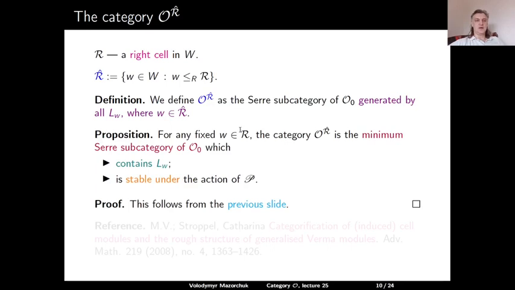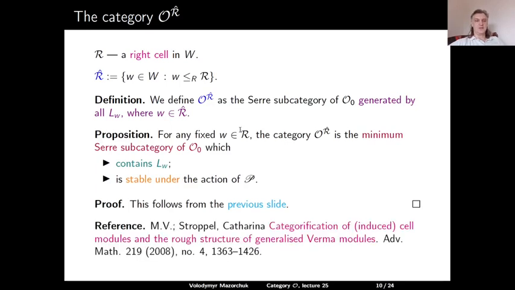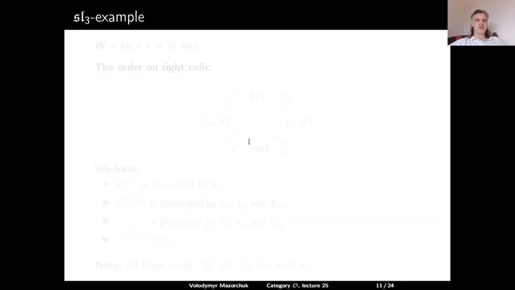So this category was defined and studied in my paper with Katarina in 2008. So here is an SL3 example. So we consider the case of SL3, in which case W consists of e, s, t, st, ts, and w0.